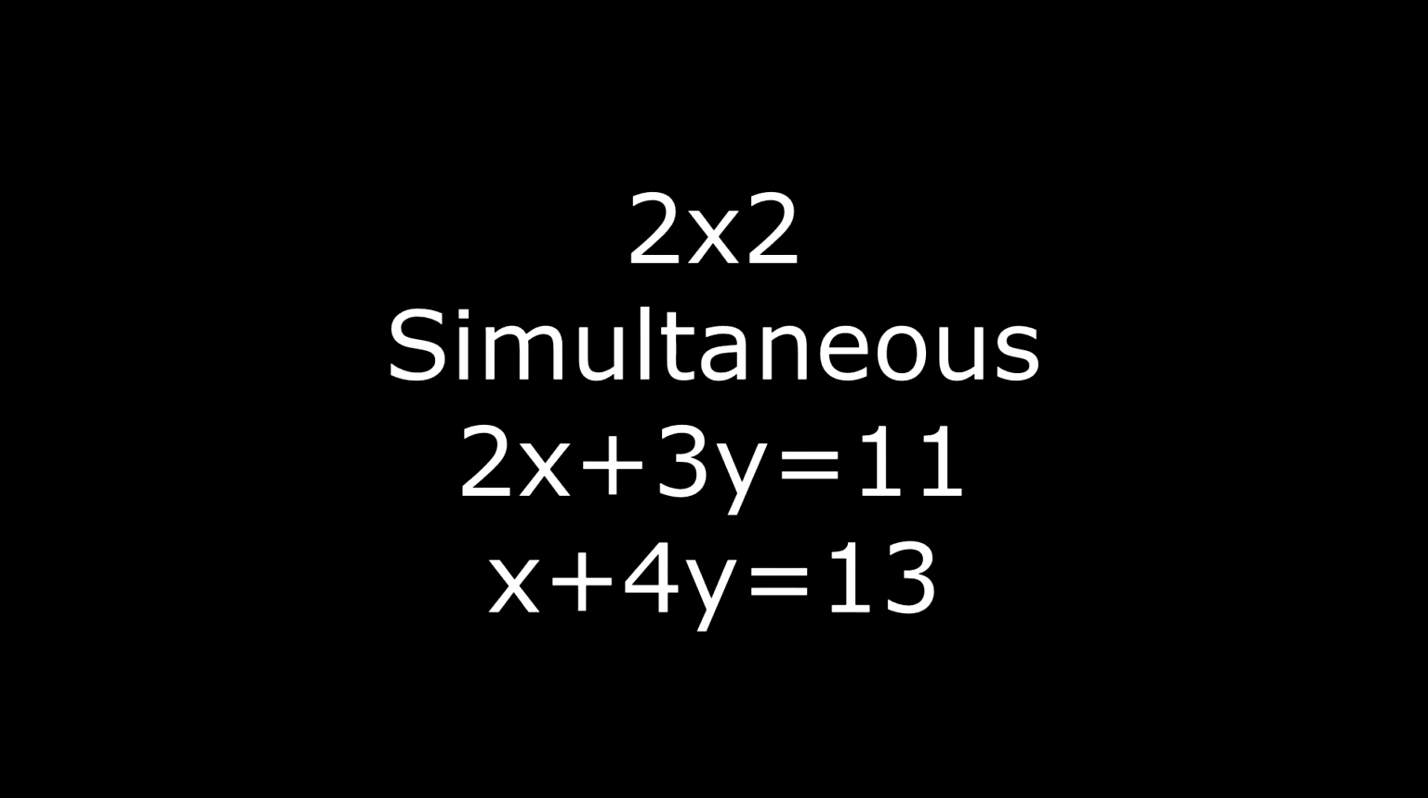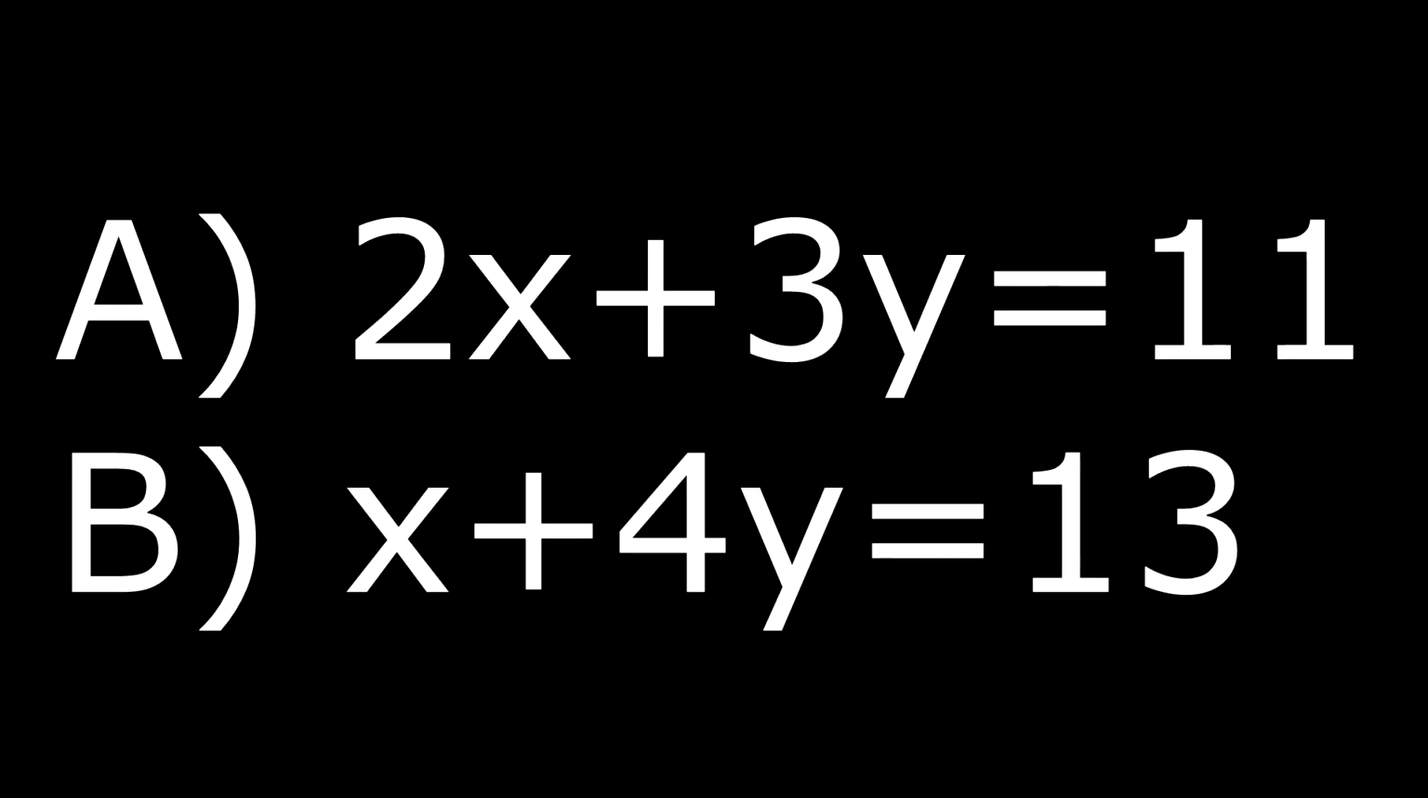This is how you solve simultaneous equations. First you write out the equation in full, then you number both equations A and B. Next you want to remove one of the variables. Let's remove the x variable.